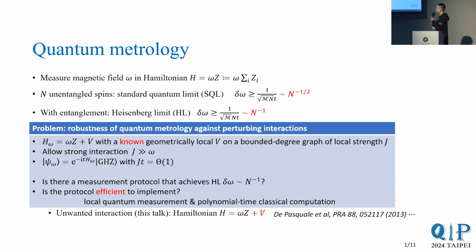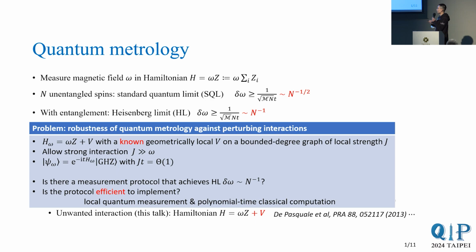Okay, so let me define the problem more precisely. Suppose the N-qubit Hamiltonian H omega is omega times total Z plus a known V. We assume it is geometrically local, in the sense that the qubits live on the vertices of a bounded degree graph, and V is a sum of terms that are finite range on that graph. In this setting, one can define a local strength J of this V, basically to measure what strength of interaction each qubit feels. We assume this J does not depend on N, but we allow for strong interaction where it can be much larger than omega. And this can be beneficial, for example, if this interaction is useful for generating the original entangled state.